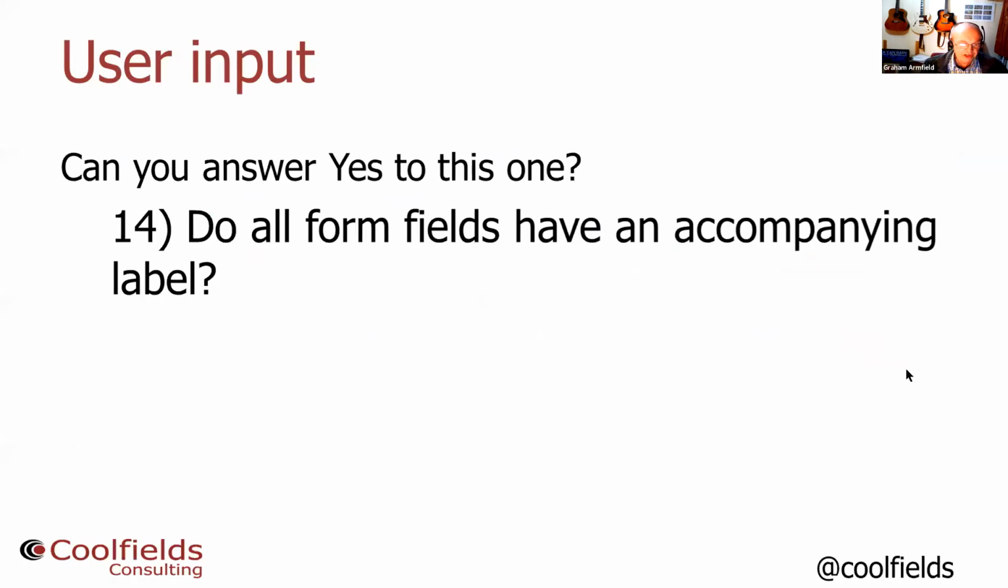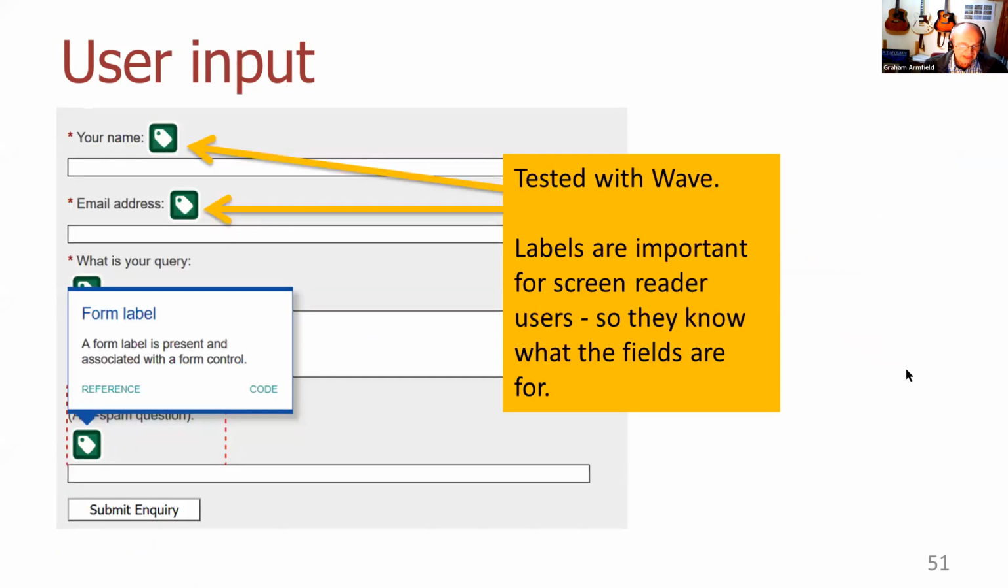Okay, a question around forms. In my forms, do all the form fields have an accompanying label? They need to for screen reader users, really, because of the way that screen readers work. When I arrive at this input field here, I need to find out what it's for. So the properly marked up labels are vital here for screen reader users. I'm using the Wave add-on here, and it's showing me that all these labels are properly marked up, so that a screen reader user should have no problems using this form, okay?